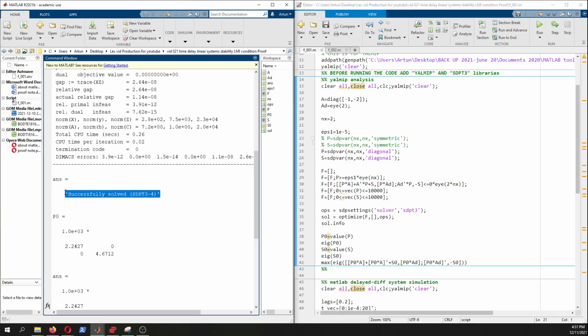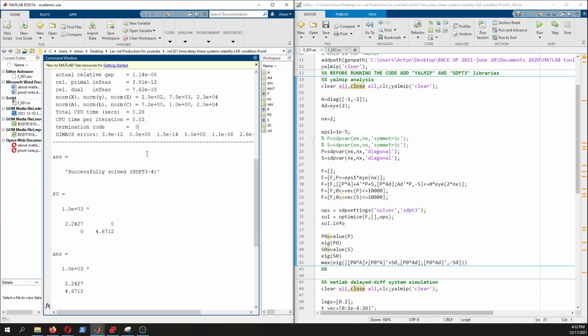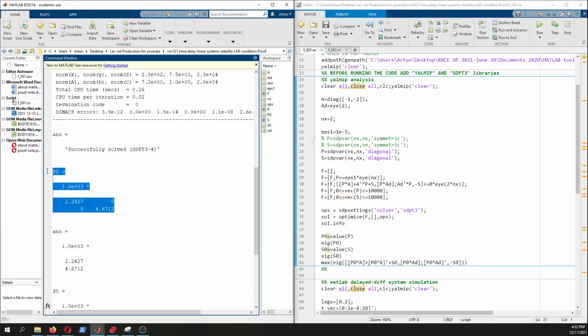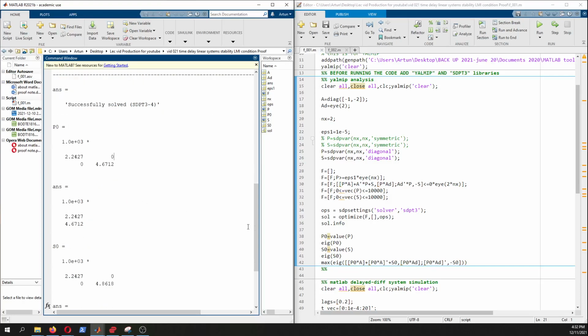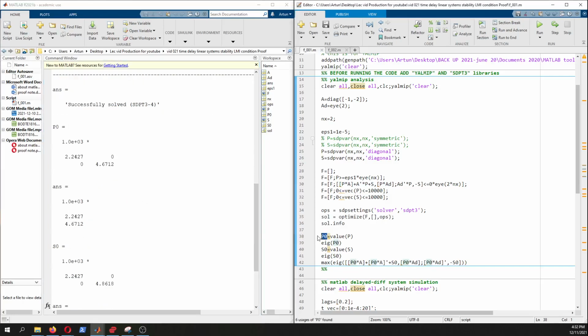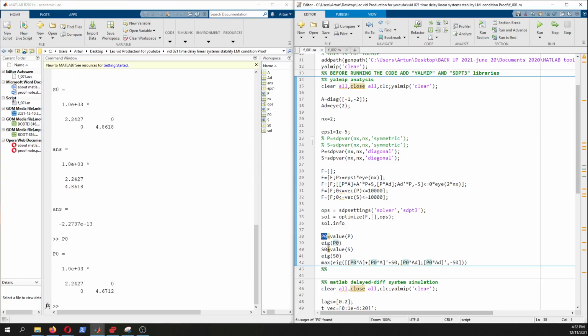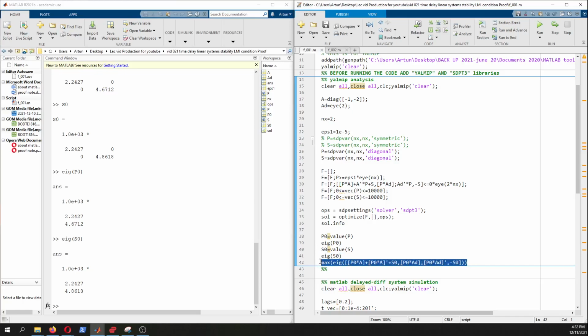First of all, it says successfully solved, and also termination code SDPT3 0 indicates that the problem is solved and no problem occurred, right? And this is the P matrix, right? So this is P0, and this is S0, and the eigenvalues of the P matrix are positive, and eigenvalues of the S matrix are positive again, as we want them to be, by the way.